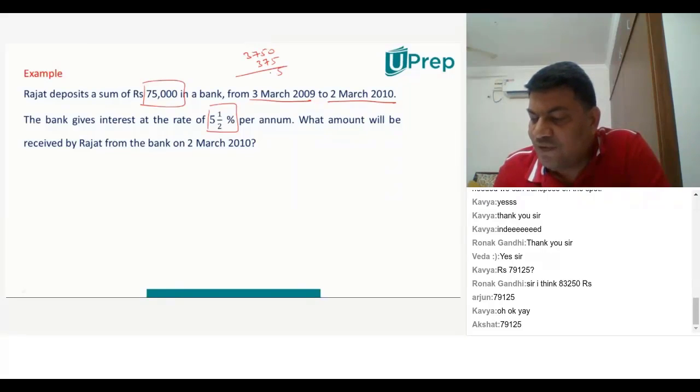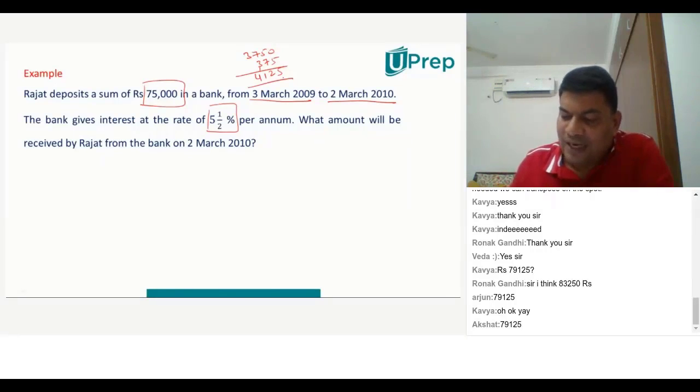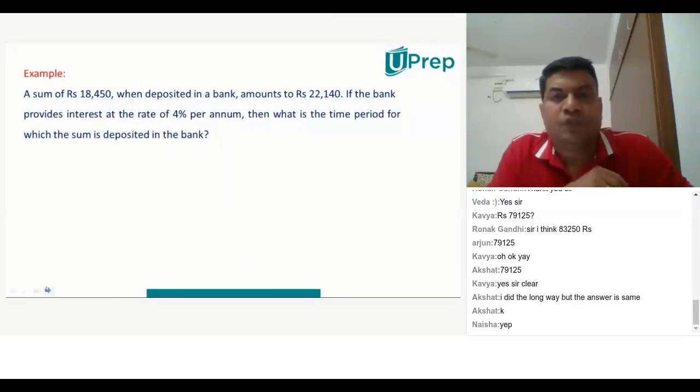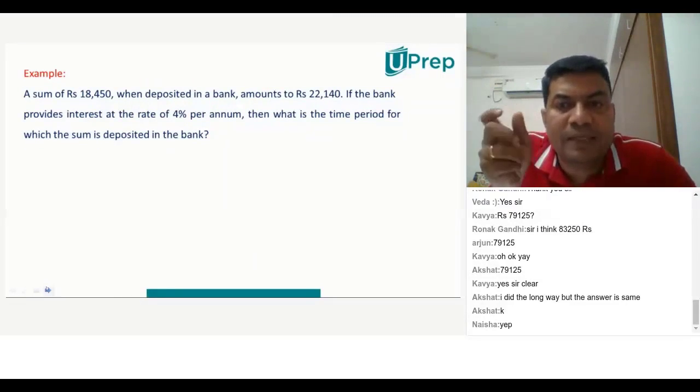5, 7 plus 5 is 12, 1 carry. 10, 11, 1 carry, 4,125. 4,125 is the interest and 75,000 is the principal. Therefore, it is 79,125. Come on, solve this. So now the question is getting a little complicated, very little complication. Don't worry. Apply your fundamentals, put the numbers, you'll get the answer.